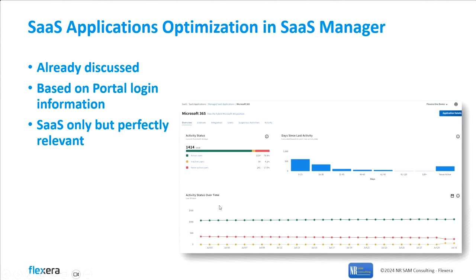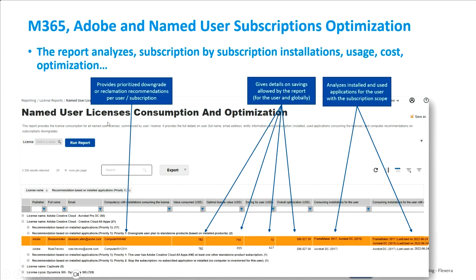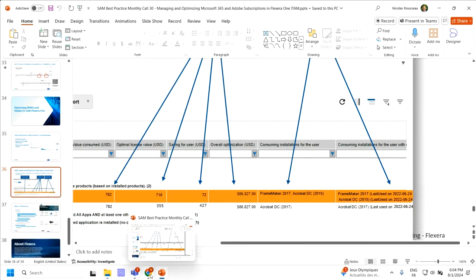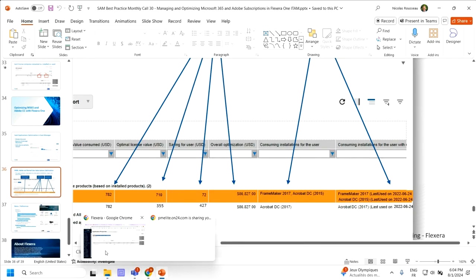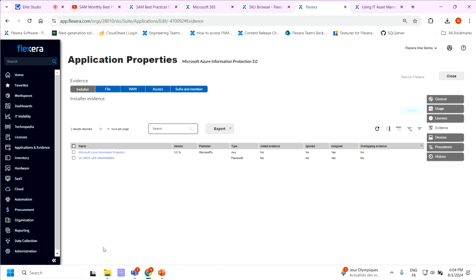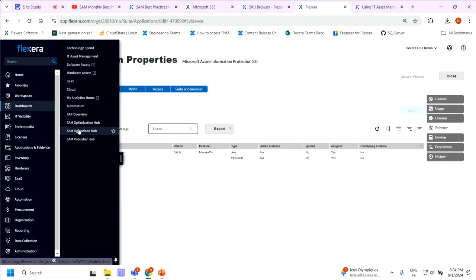So, which leads to the next topic. I will not spend time, but we already saw that SaaS Manager is providing a view on optimization with the activity, with the trend on the activities or the mailbox size, for instance. The report called the end user license consumption. That's probably the report that asked me the most SQL skills when I created all these reports for Flexera, all the reports that you find in the dashboard in the hubs. So this report that you can find is actually the source of the SAM optimization hub.